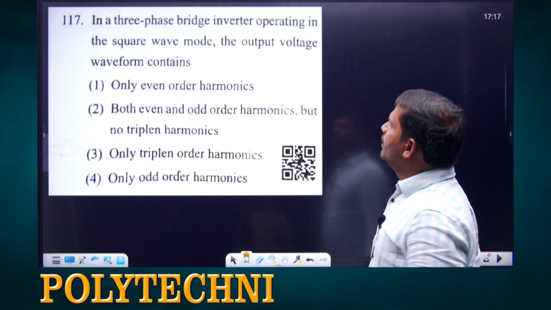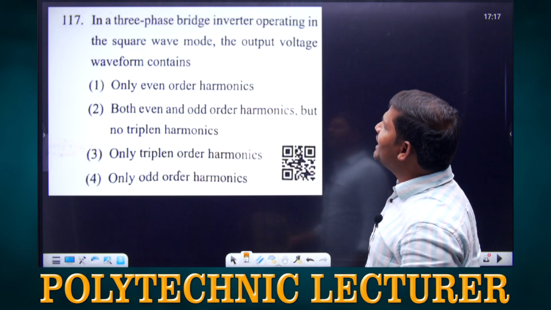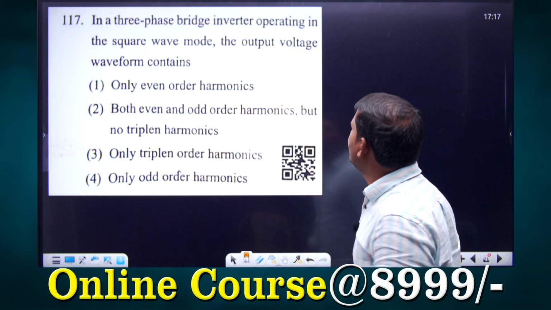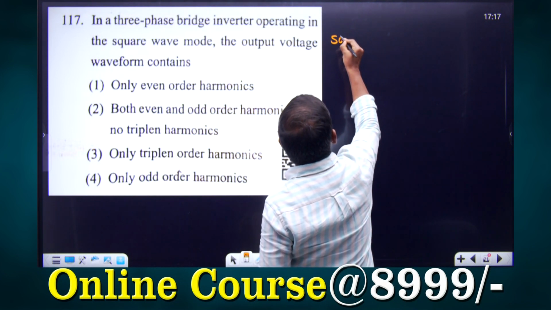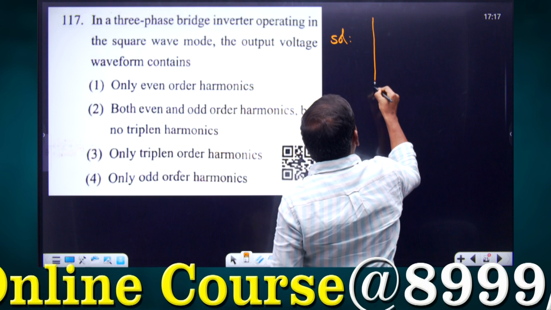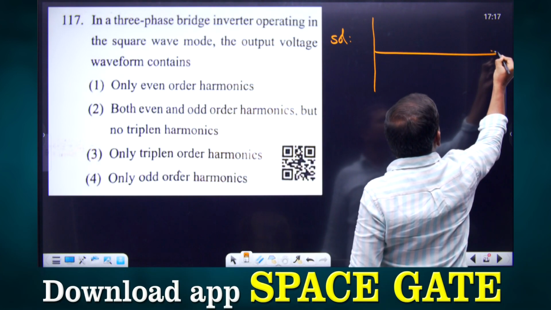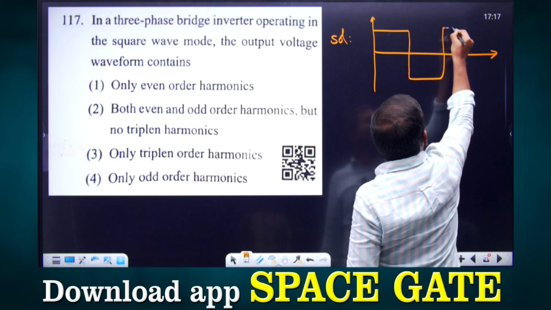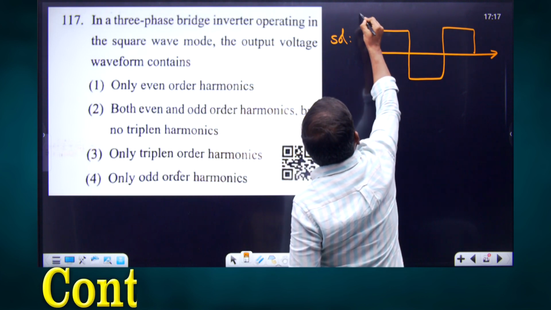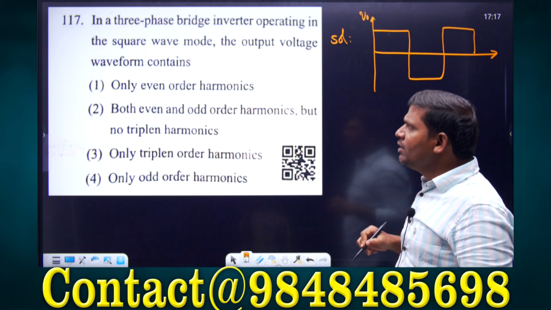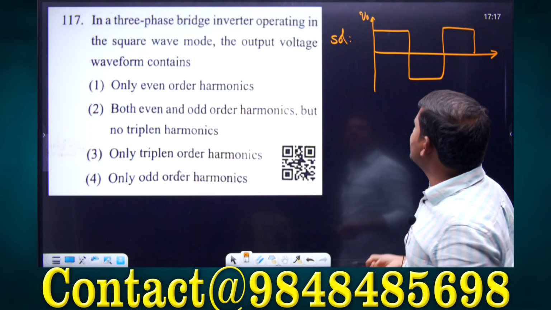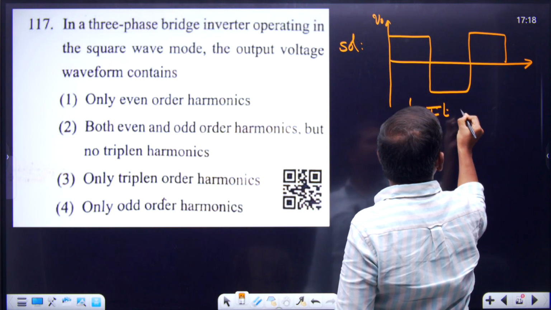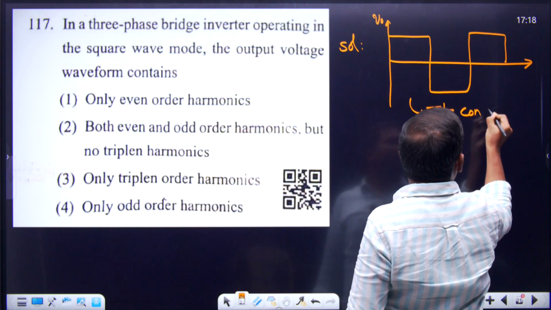Next, in a three-phase bridge inverter operating in square wave mode, the output voltage waveform contains, very simple. Students, in square wave mode, the output of the inverter is a square wave. Because of the symmetrical output, it consists only of odd harmonics.